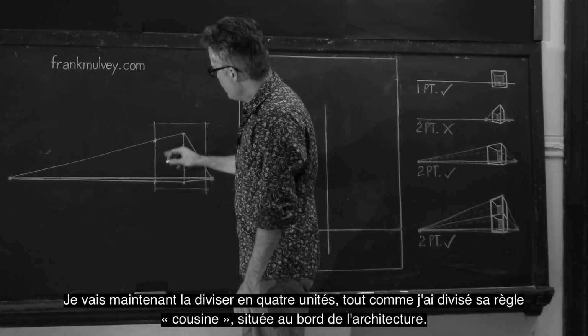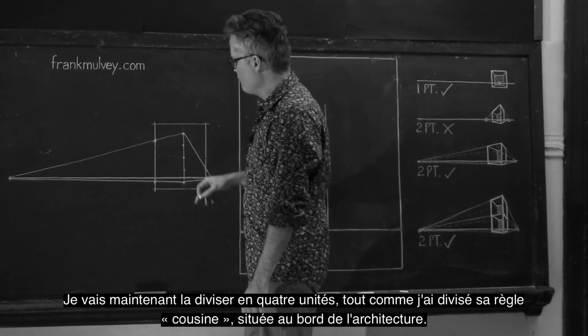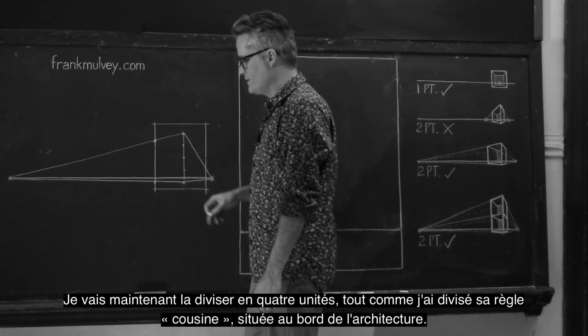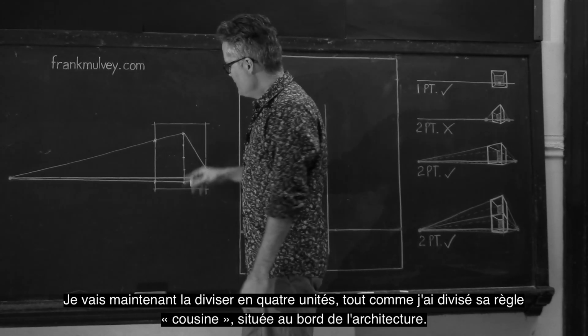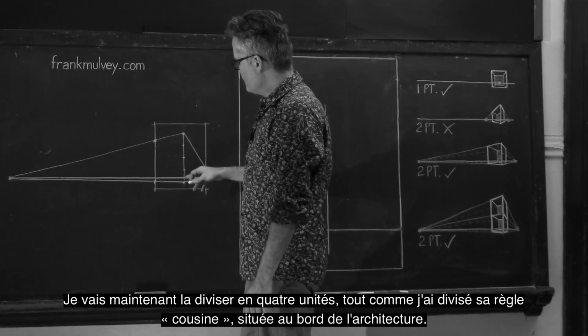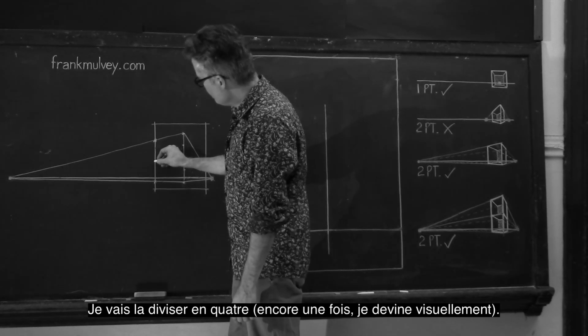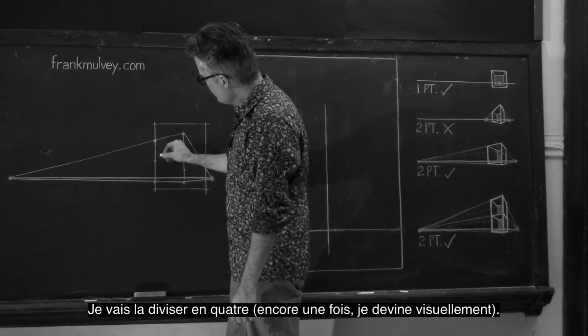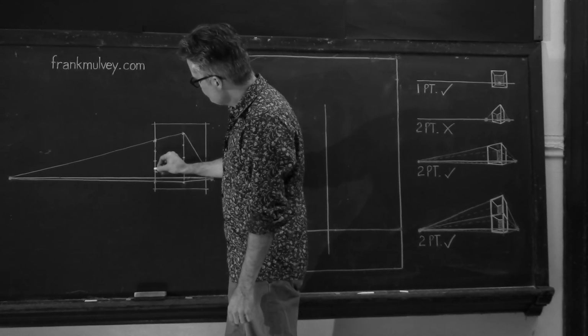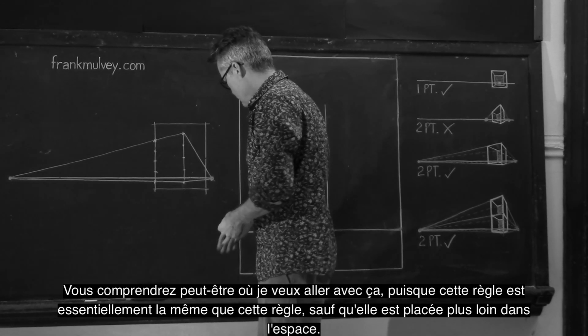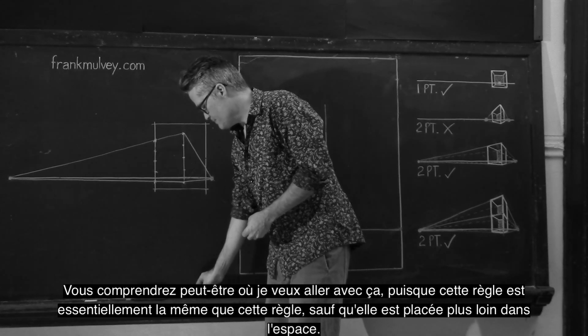And I could imagine that ruler at the edge of my composition, top and bottom, and now I'm going to divide this into 4 units, just like I divided its cousin ruler, if you will, located at the closest edge of the architecture. So I'm going to divide it into 4, again visually guesstimating this. And perhaps you'll see where I'm headed with this.